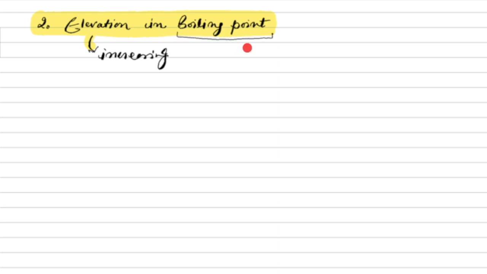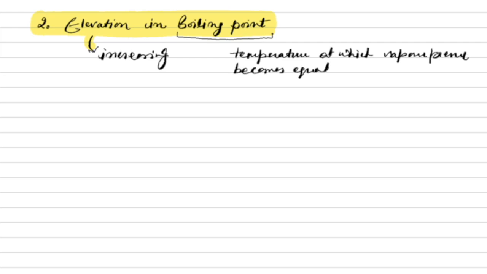What is the boiling point? Boiling point is nothing but the temperature at which vapor pressure becomes equal to atmospheric pressure. This is a new thing. We have not discussed atmospheric pressure as of now. We were just dealing with a closed system. So this is the first time we are going to discuss it, but it will be fun.